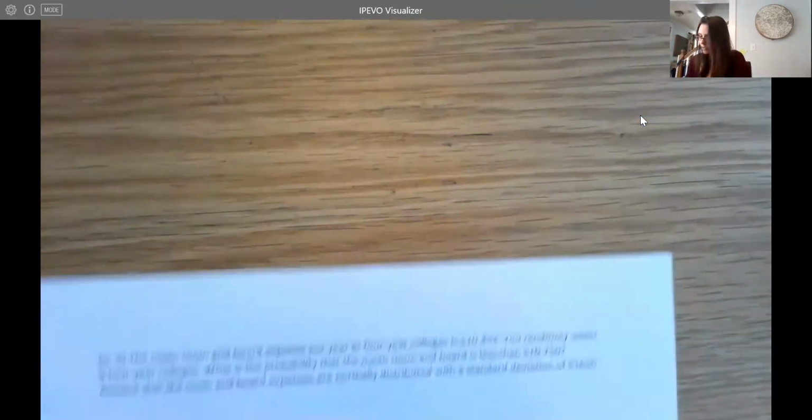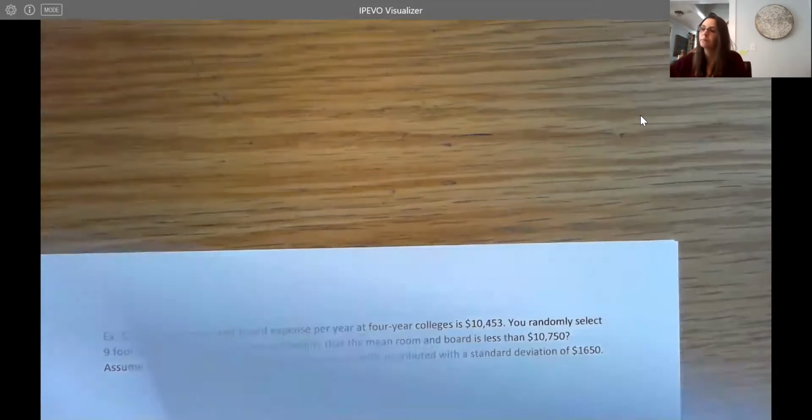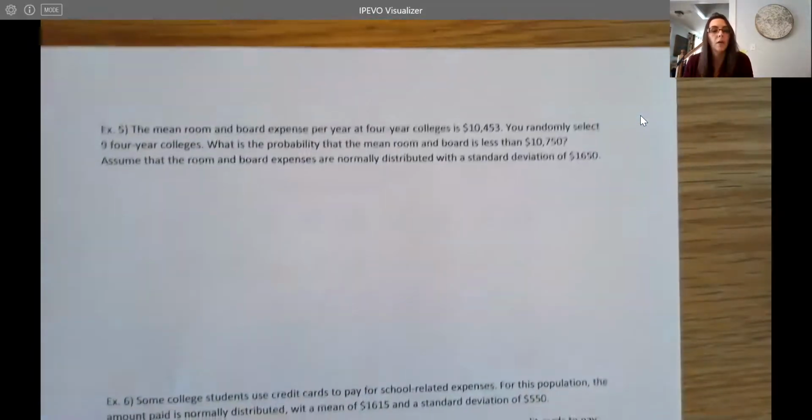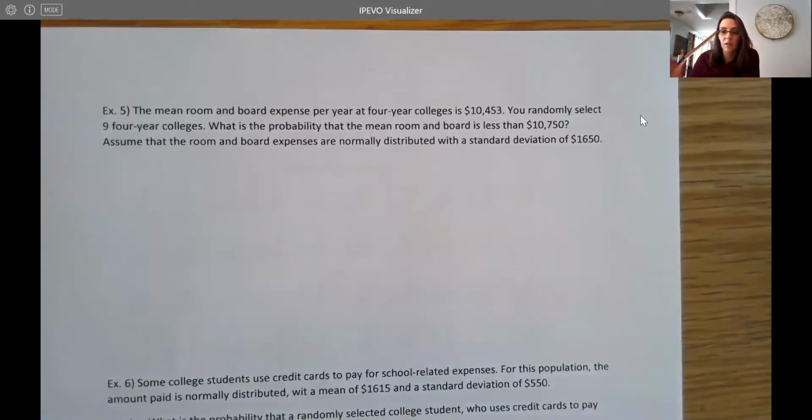All right, and let's do a couple more. So the mean room and board expense per year at four-year colleges is $10,453. You randomly select 9 four-year colleges. What is the probability that the mean room and board is less than 10,750? Assume that the room and board expenses are normally distributed with a standard deviation of 1650.